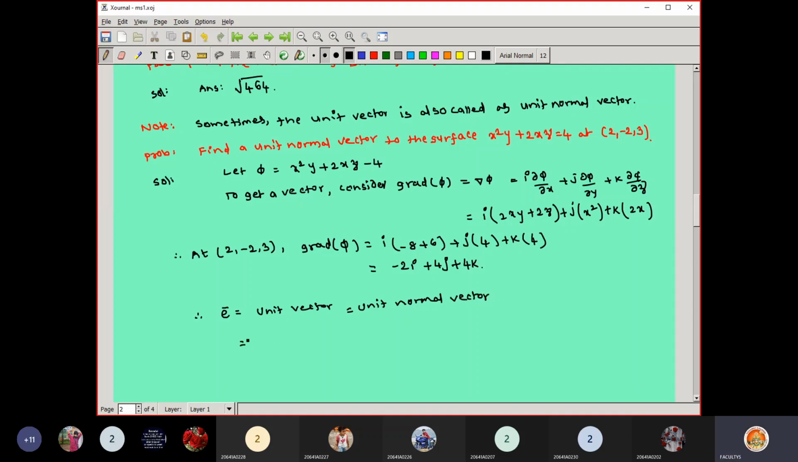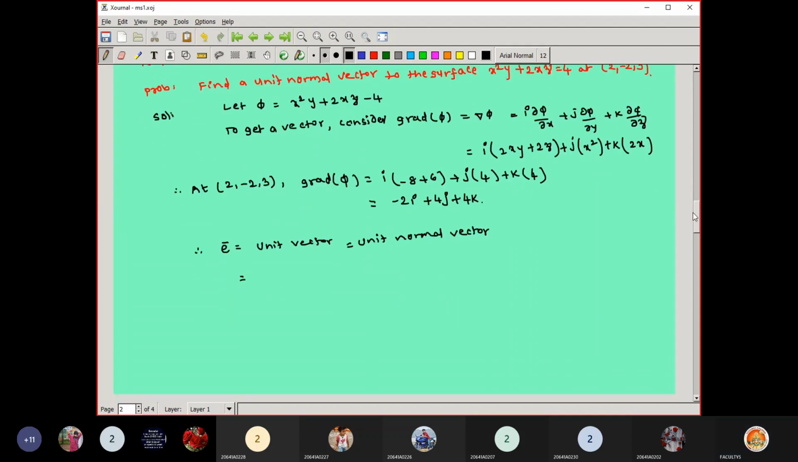What is the procedure to get the unit vector? The vector you write as it is, -2i plus 4j plus 4k, divided by the norm of that vector, which is the square root of 4 plus 16 plus 16. So you are getting -2i plus 4j plus 4k divided by the square root of 32 plus 4, that is 36.